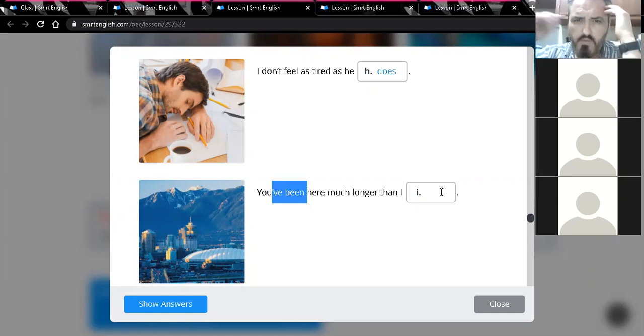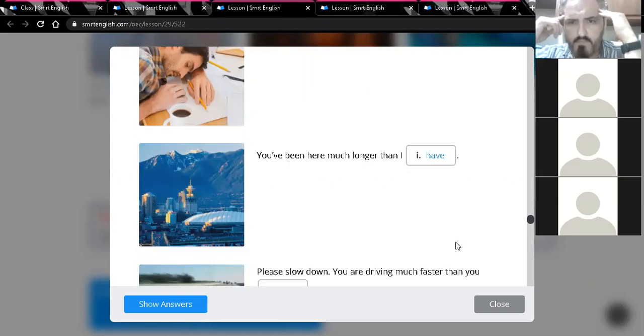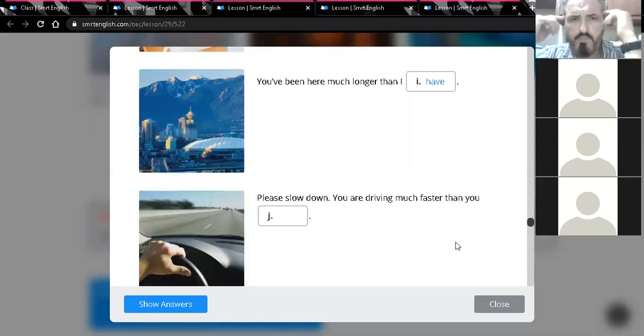Please slow down. You are driving much faster than you... I need an auxiliary verb. You do. You were driving much faster than you... you are doing much faster than you do. You can do.